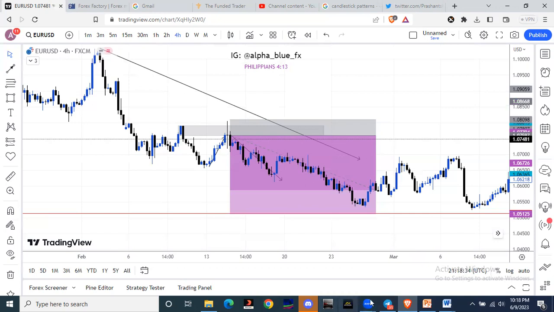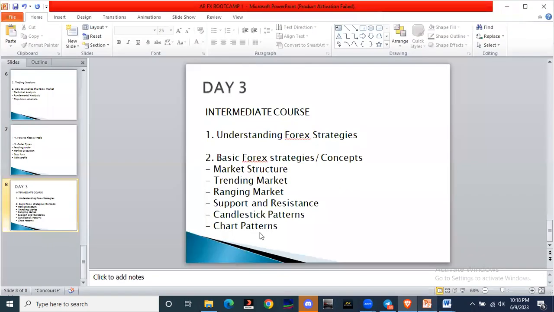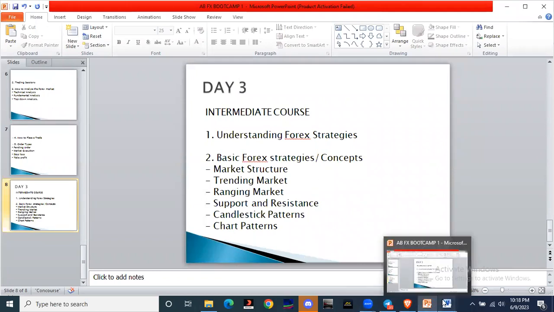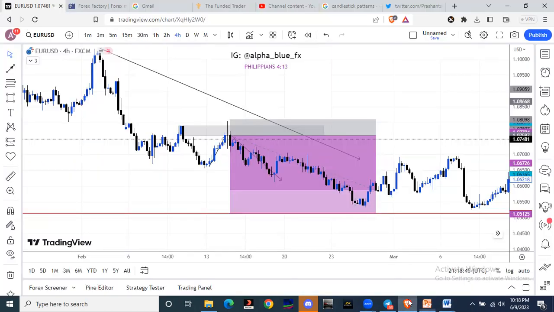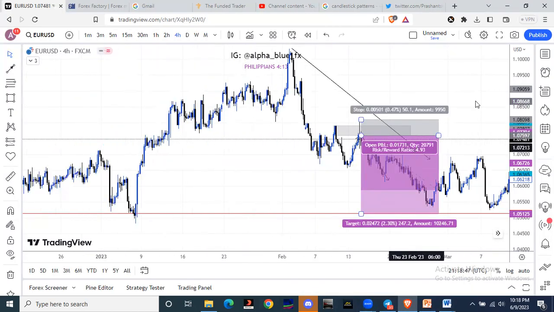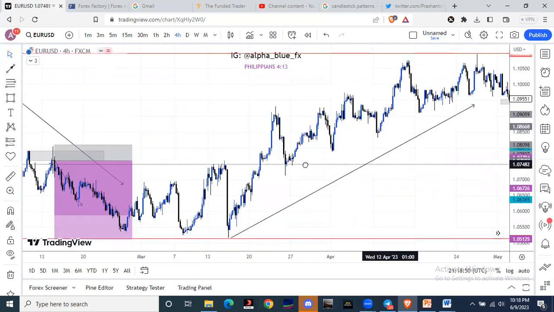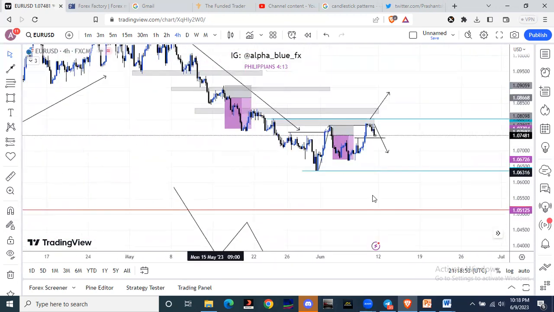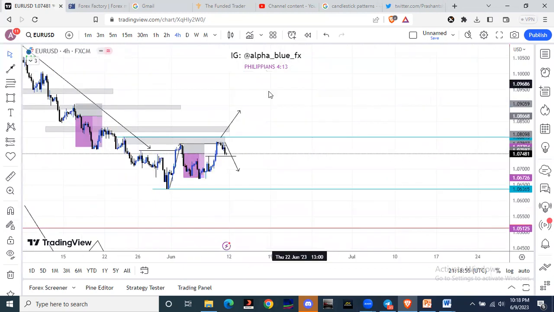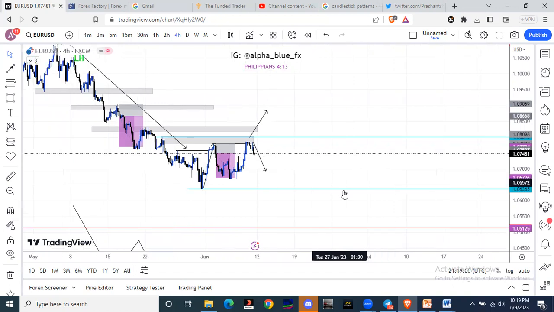So the next thing we're going to discuss, which is the last, is chart patterns. So what are chart patterns? Chart patterns are the patterns that the candlesticks are forming on the chart. And we have a lot of different chart patterns. We have the W pattern, we have the M pattern, we have the double top, we have the double bottom, we have the triple top, triple bottom. We also have head and shoulder. So all of these things are different chart patterns, and all of them have their different meanings. Now, let me start with the basic ones.